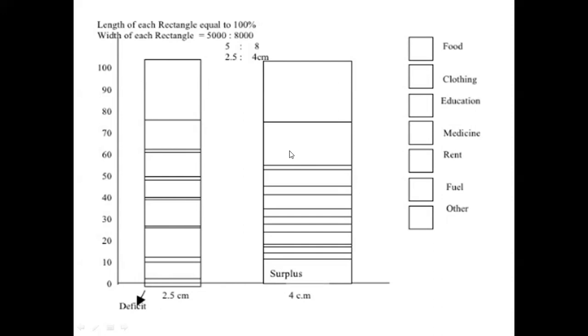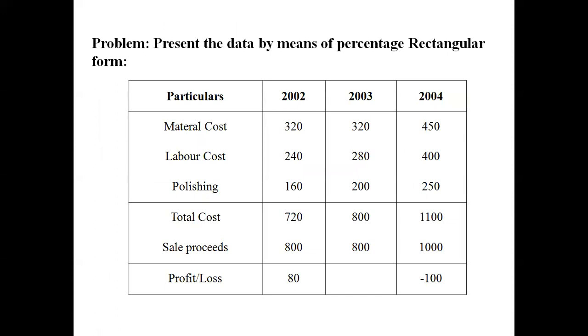So this is another method of representing rectangles when we are given the savings as well as the deficit in our expenditure. So that is your third problem. Next, come to your fourth problem.